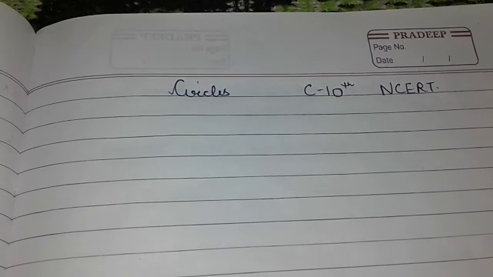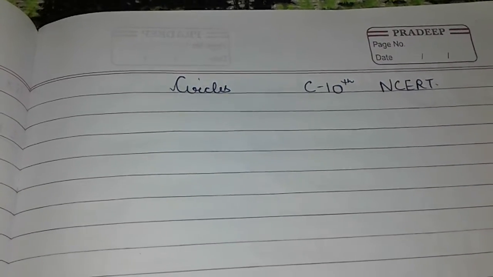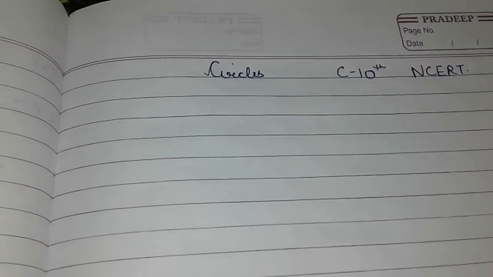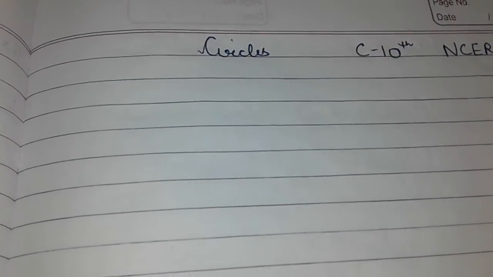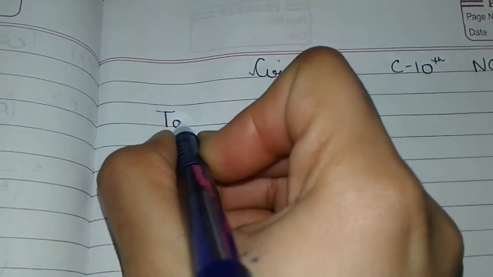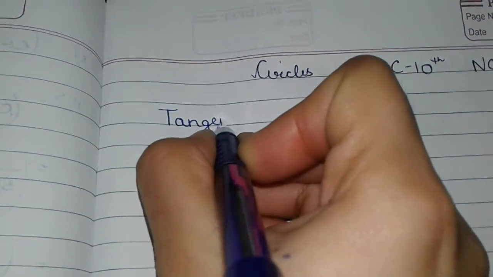In this video I started the chapter Circles of Class 10th NCERT. Let's start. Before starting any exercise, we should know what a tangent is. A tangent to a circle is a line that intersects the circle only at one point.